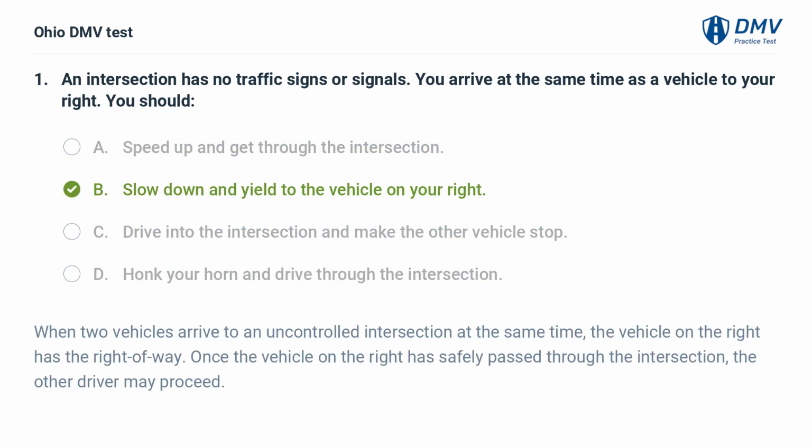B. Slow down and yield to the vehicle on your right. When two vehicles arrive at an uncontrolled intersection at the same time, the vehicle on the right has the right of way. Once the vehicle on the right has safely passed through the intersection, the other driver may proceed.